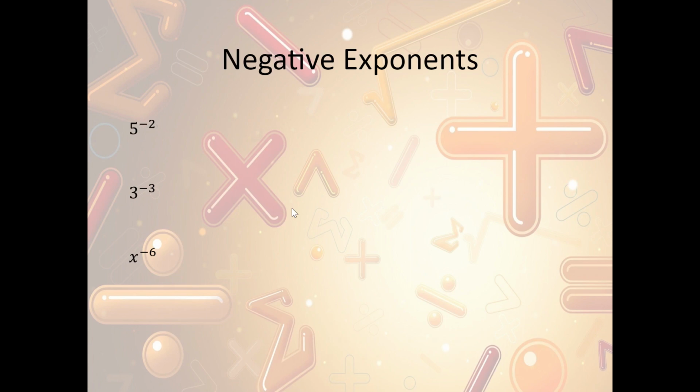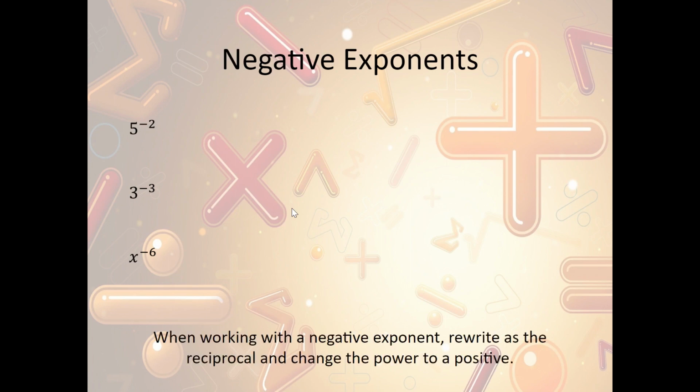Now here's the rule with negative exponents. When we're working with a negative exponent, we're going to rewrite as the reciprocal, meaning instead of this being 5 to the negative second, we're going to write it as 1 over 5. And then we're going to change the power to a positive. So 5 to the negative second becomes 1 over 5 squared. So I made the power positive and put it under 1. Now I just do it like normal. So 5 squared is 25, so this is 1 over 25.